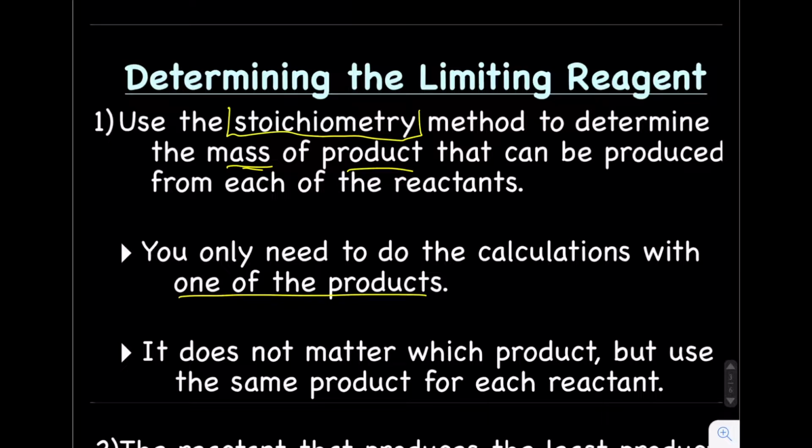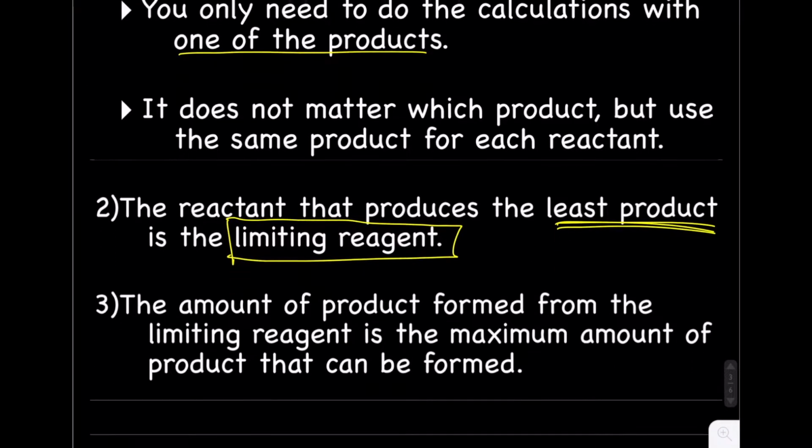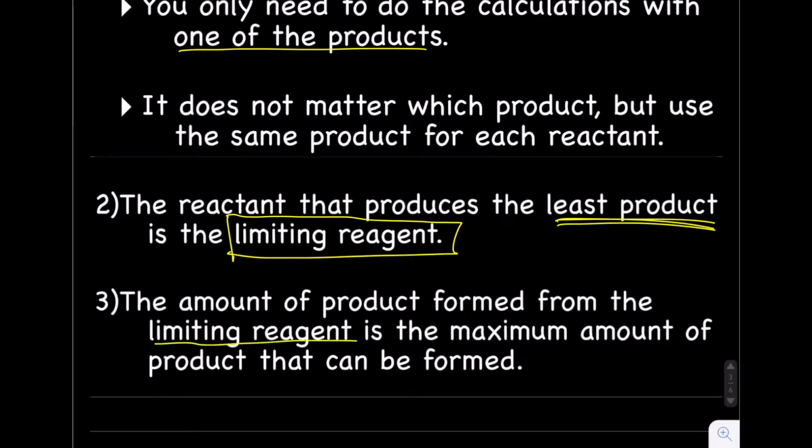All right, so now we'll do our stoichiometry for each of our reactants. And the reactant that makes the least product is the one that's limiting. Whatever product we're calculating, let's take a step back. Once the reactant that we're thinking about has been used up, that's the most amount of product you can make. So the amount of product formed from the limiting reagent is the maximum amount of product that can be formed.